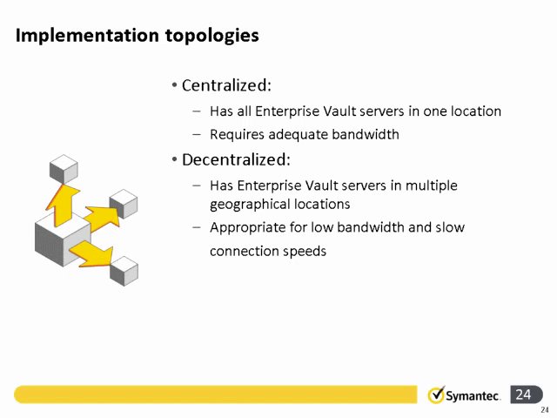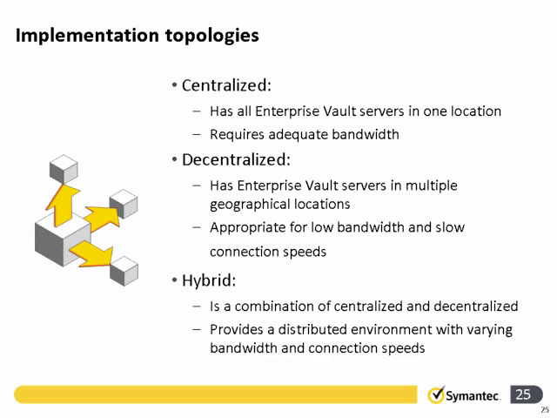We can have a decentralized configuration, where the Enterprise Vault servers are in multiple geographical locations, and even more of a concern besides the geographical location is that those locations are connected with low-speed connections. We can have a hybrid of the two. Typically in the IT world, we never end up with just one or the other. We have to combine things, so you may find yourself in a hybrid environment that consists of both centralized and decentralized, which typically converts into what we call a hub and spoke model.